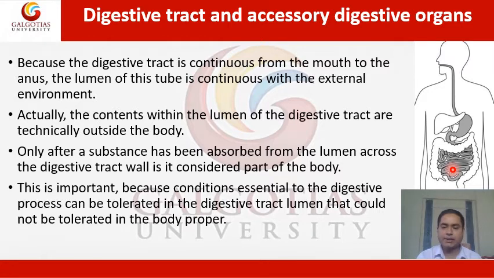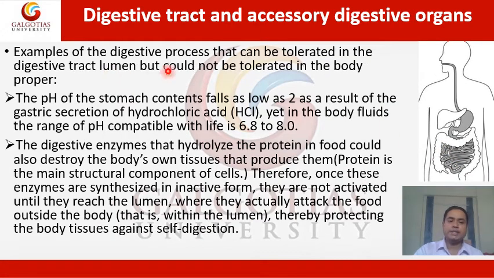So only after a substance has been absorbed from the lumen across the digestive tract is it considered a part of the body. This is important because conditions essential to the digestive process can be tolerated in the digestive tract lumen that could not be tolerated in the body proper. Now we can see examples of the digestive process that can be tolerated in the digestive tract but could not be tolerated in the body.